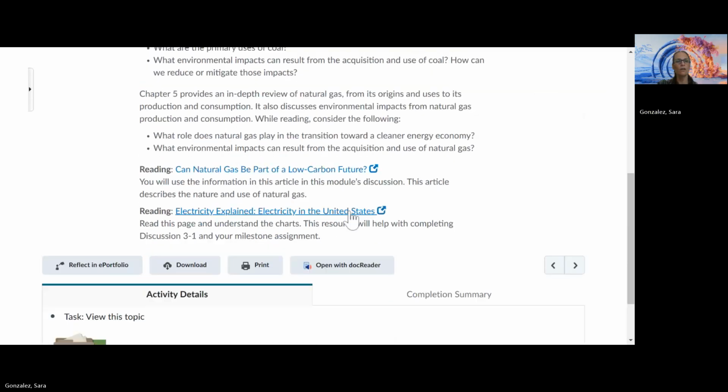A couple articles to take a look at especially, and some of these might help with your discussion for this week. So can natural gas be a part of a low carbon future? And electricity explained in the US.